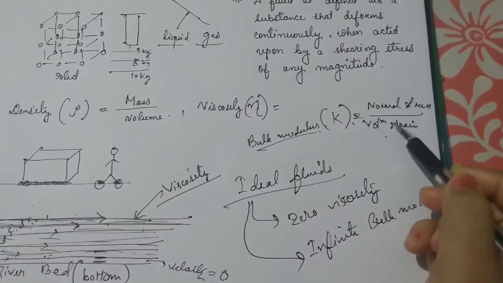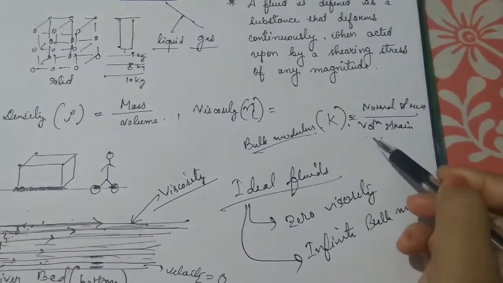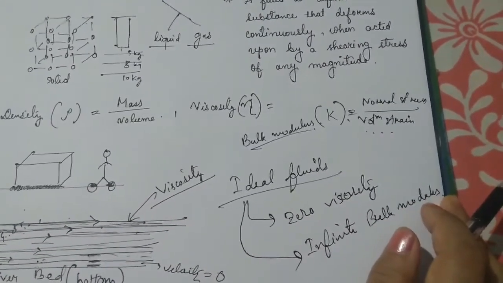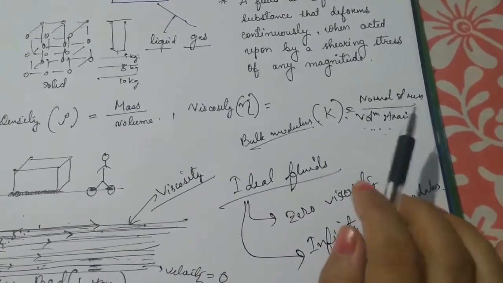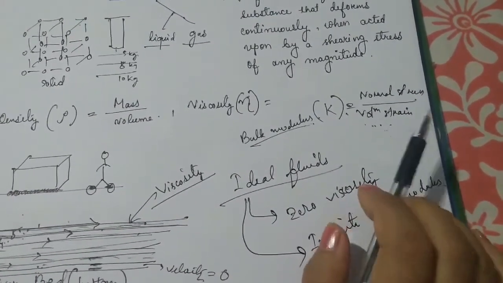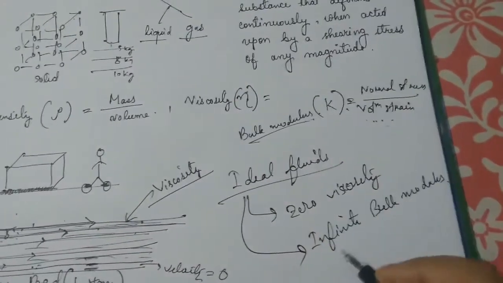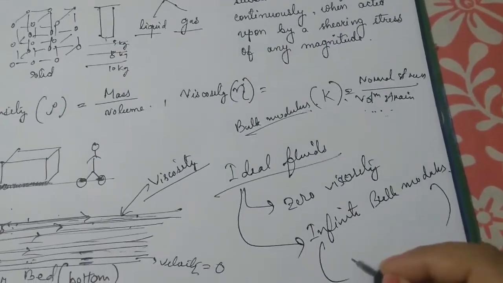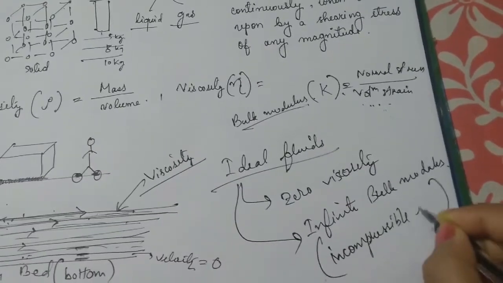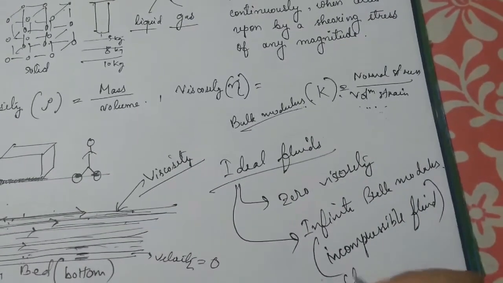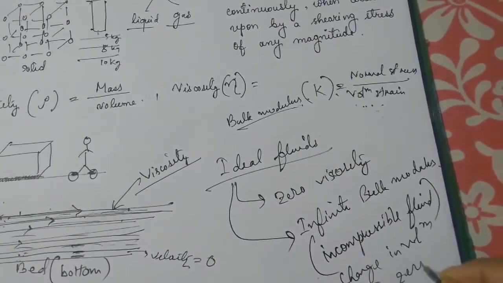This should be 0, isn't it? If the denominator is very small, then the whole thing will be infinite. So volumetric strain should be almost equal to 0. Volumetric strain equal to 0 means there cannot be any change in the volume. So under any condition ideal fluids cannot be compressed. So what does it mean? Infinite bulk modulus means incompressible fluid. That means change in volume is 0.